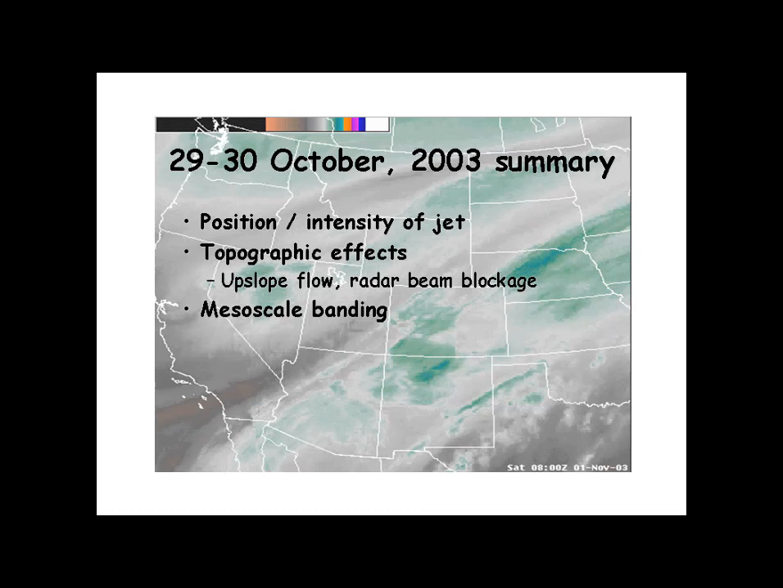So in summary, we looked at the position and intensity of a pretty strong jet here. Topographic effects played an important role in terms of upslope flow, as well as blocking out the radar, depending on what direction you're looking, and also mesoscale banding, leading to locally heavier snowfall amounts.